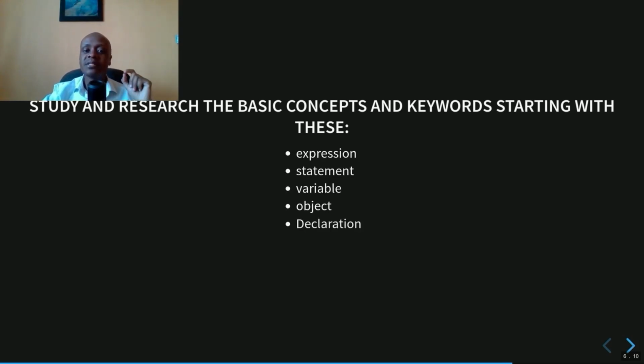And I'll just touch briefly that there are some basic concepts and keywords that if you don't know, make sure that you know. In my opinion, these are very important to understand. Understand expressions, statements, variables, objects, declarations, definitions, and functions. Know the difference. It took me quite a while to know what the difference was.